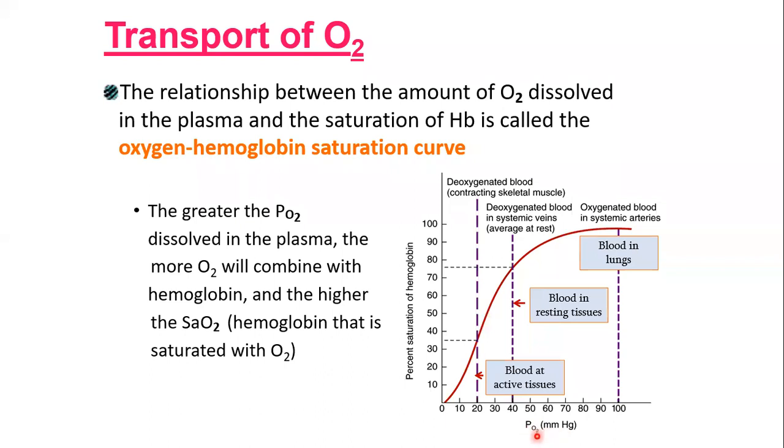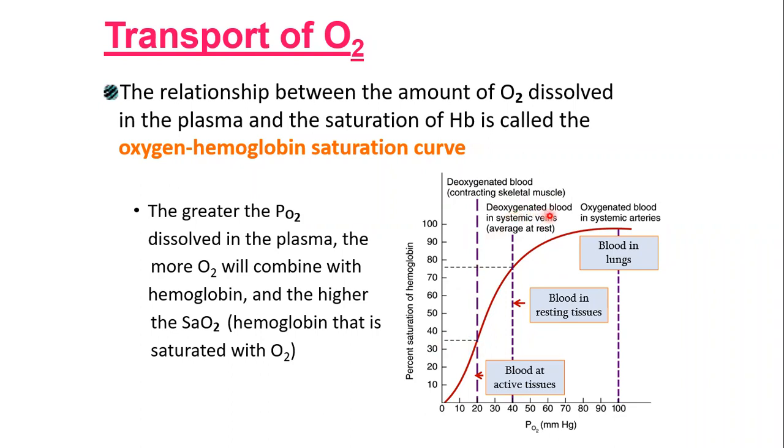This is the partial pressure of oxygen in millimeters mercury, and this is the percentage of saturation of hemoglobin, the SaO2. First one here is deoxygenated blood in contracting skeletal muscles. We know that in contracting skeletal muscles, we are using much oxygen. Using much oxygen means we don't have enough oxygen bound to hemoglobin. So the oxygen saturation would be around 35%.